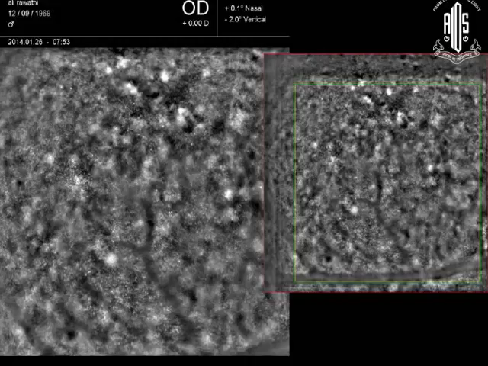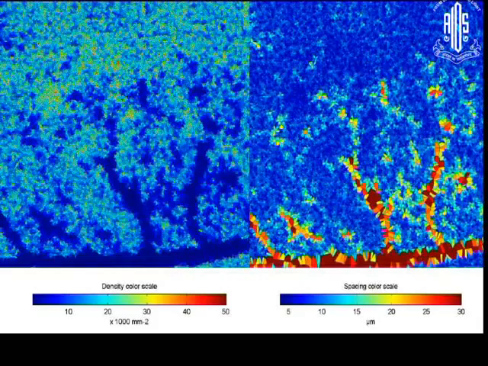And this is how you can choose the area. You also have the density color scales. If you want to see the density of the cones in a particular area, you choose a cube of the area and you see how many cones are located there.